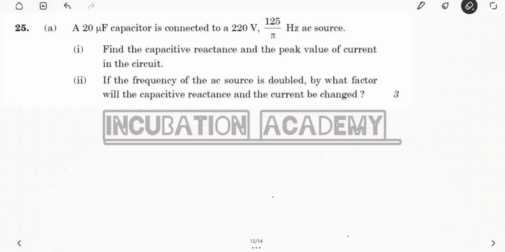Welcome everyone. The question displayed on the screen is question number 25 part A, from the Physics CBSE 2025 question paper set 1. A 20 microfarad capacitor is connected to a 220 volt, 125 by pi hertz AC source. So the peak voltage of the AC source and the frequency of the AC source are both given.